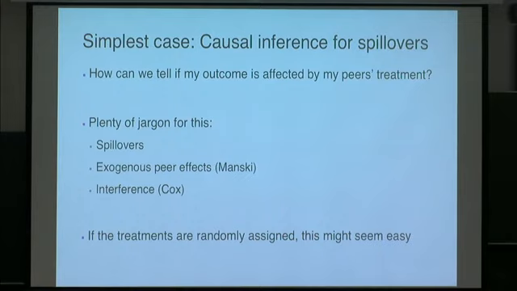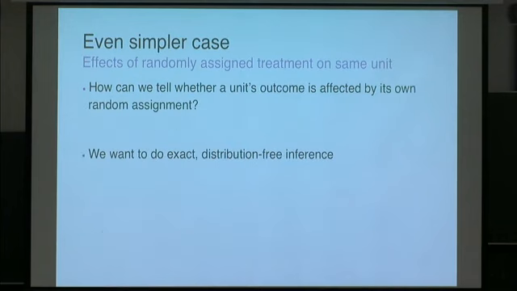In order to set that up, because I think some of these tools may not be as familiar to everyone in this crowd, let's think of an even simpler case, and this is what we just did in the previous talk: start with the IID case and work from there. So how could we actually tell whether a unit's outcome, a vertex's outcome, is affected by its own randomly assigned treatment? That is, how can we just estimate or detect treatment effects? One of the things that we're going to try to do here is actually do exact distribution-free inference.